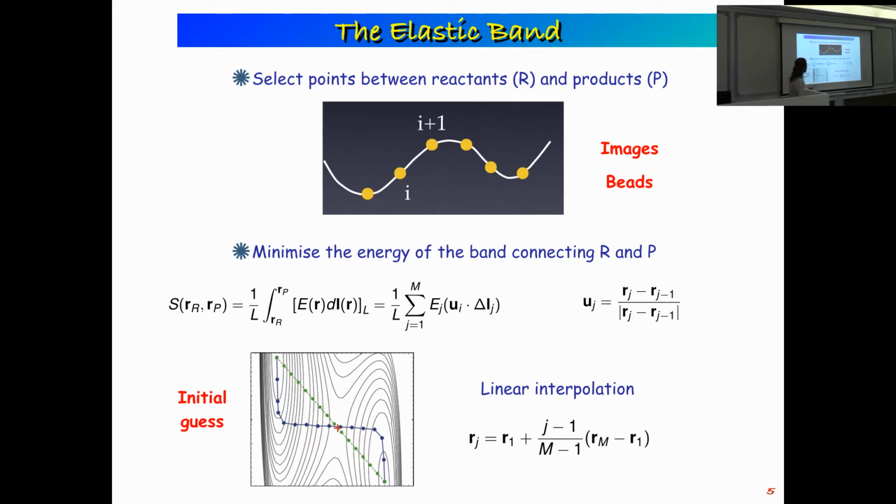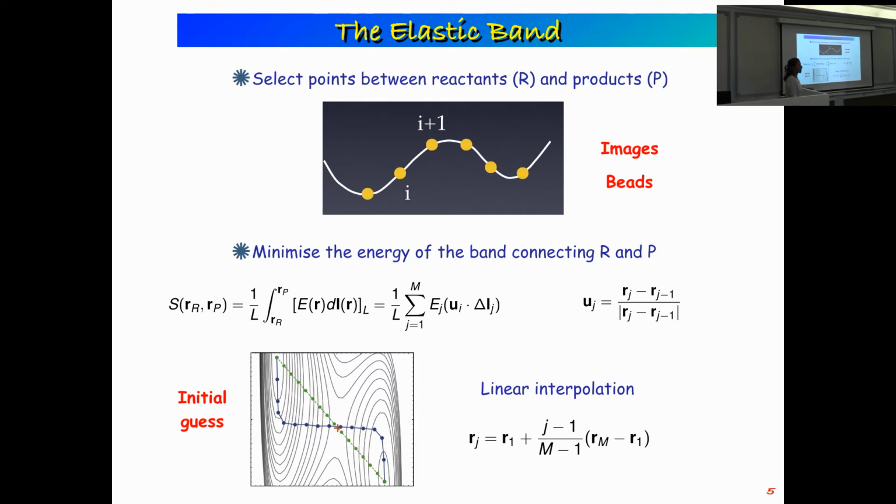And the goal is to minimize the energy along the band such that the beads remain more or less equidistant. So this can be easily done. So this is the energy along the pathway. And you put some sort of a constraint on the distance between two sequential, two consecutive beads.